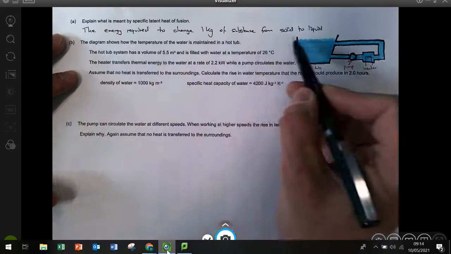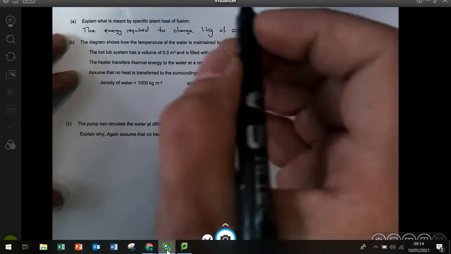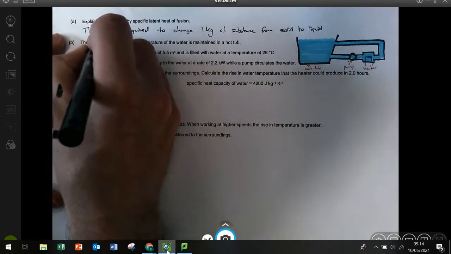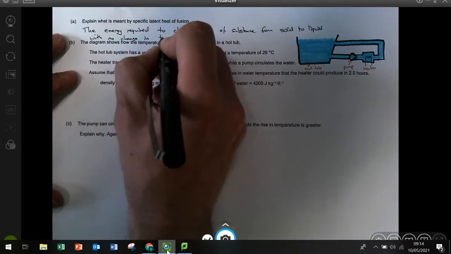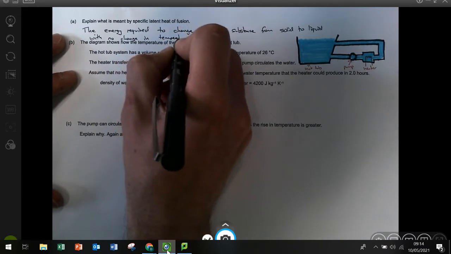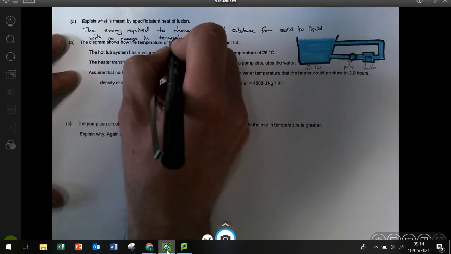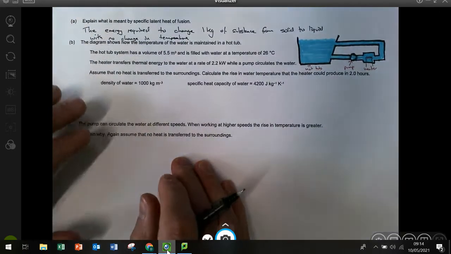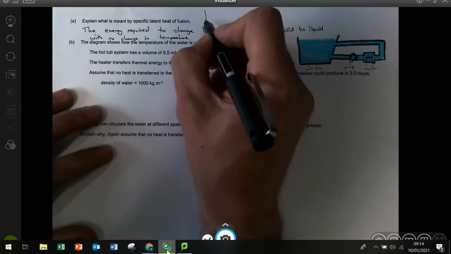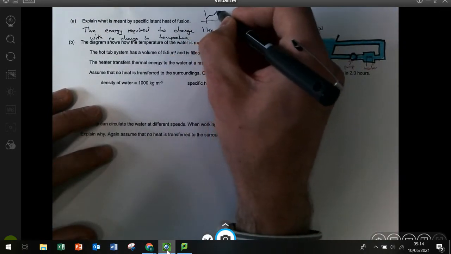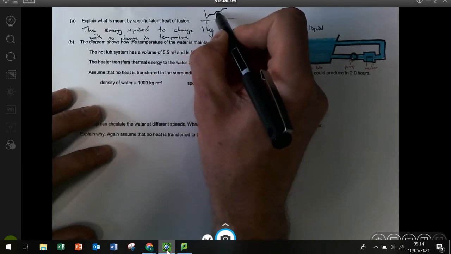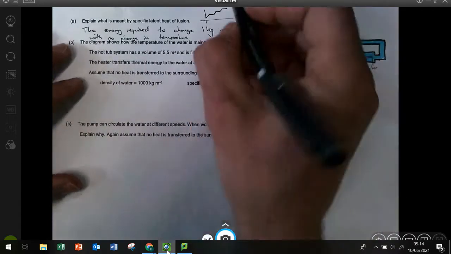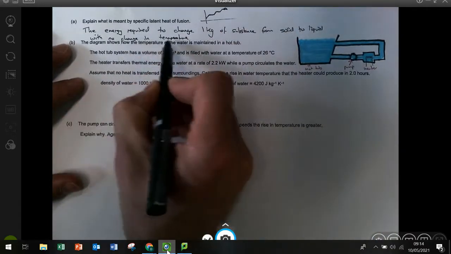Now, that is where a lot of people finish. That is not the full answer. The full answer is with no change in temperature, because it's really important that you understand that when there is a state change, there is no temperature change. And we often see these graphs that look like this, where we have temperature rise and then a state change, temperature rise, state change, etc. So it's really important that you put that in.